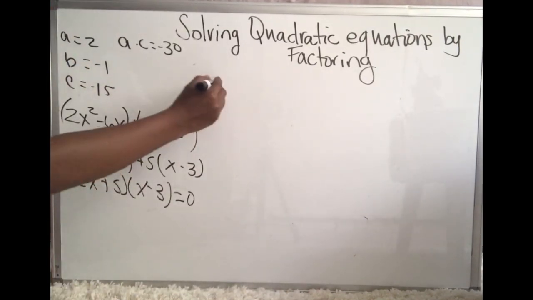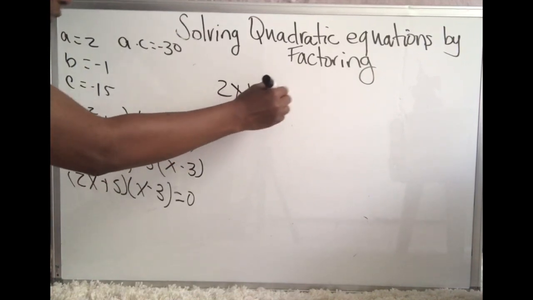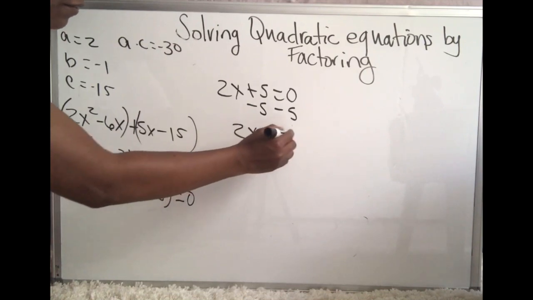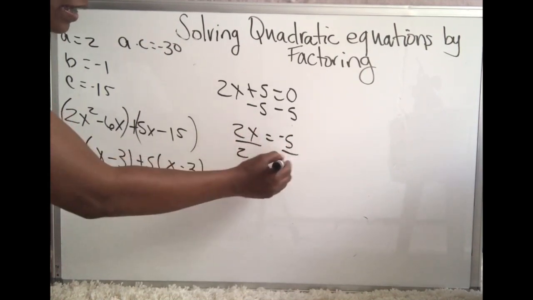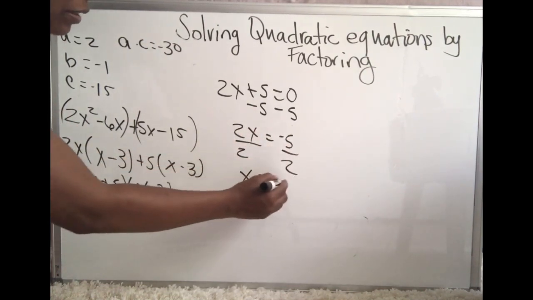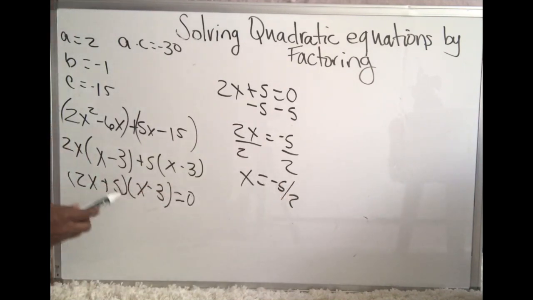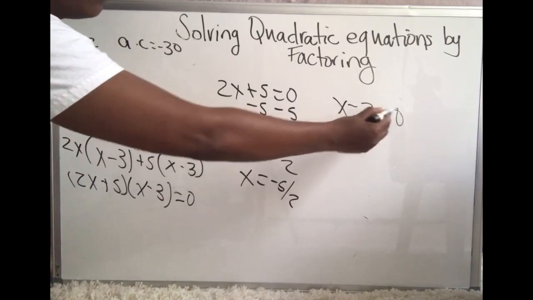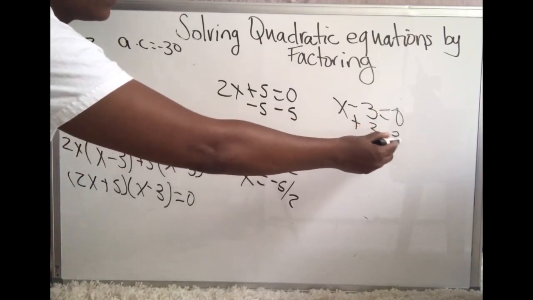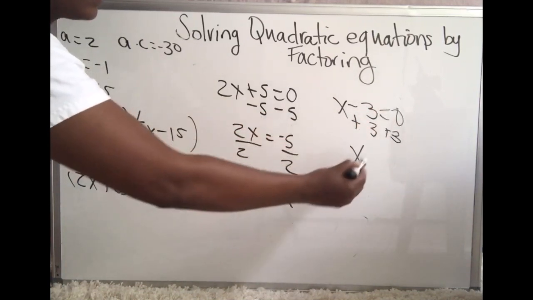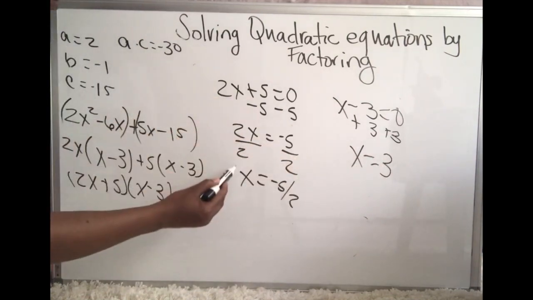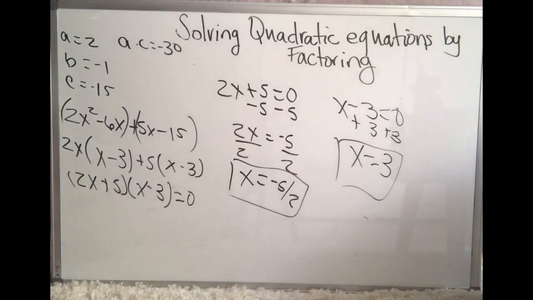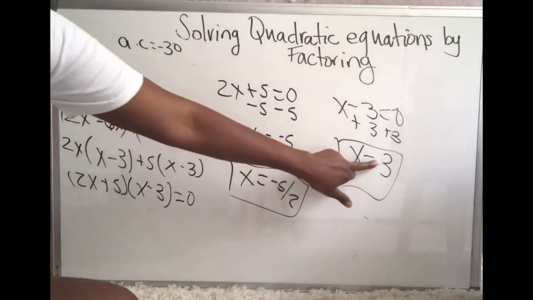So 2x plus 5 equals 0. Minus my 5, I get 2x equals negative 5. I do the opposite of multiplication. I get x equals negative 5/2. Now I have x minus 3 equals 0. I add my 3. I get x equals 3. And therefore, these are my two answers. Alright?